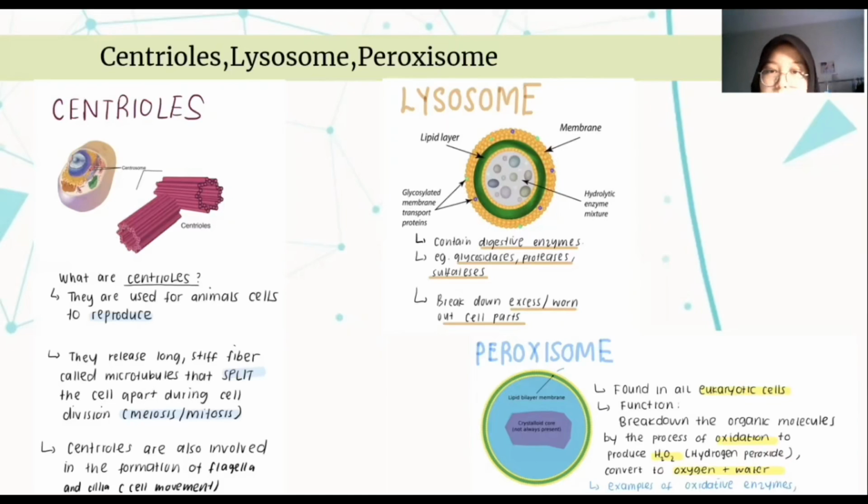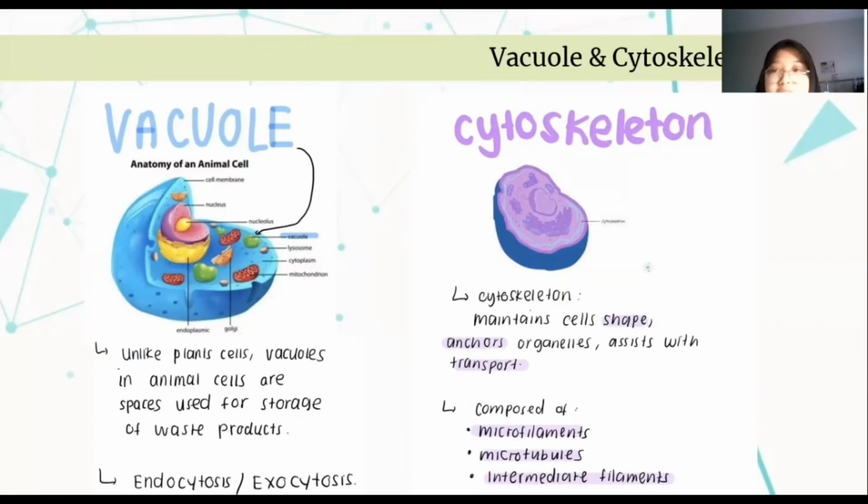The difference between peroxisome and lysosome is that lysosomes break down biological polymers, for example, proteins and polysaccharides, whereas peroxisomes oxidize organic compounds. Next, I'm going to be talking about vacuoles. Unlike in plant cells, vacuoles in animal cells are used as spaces for storage of waste products. They also involve themselves in endocytosis and exocytosis, which are fundamental to the process of intracellular digestion. Food particles are taken into the cell via endocytosis into a vacuole, whereas the leftover waste products of digestion are carried to the plasma membrane by the vacuole and eliminated through the process of exocytosis.